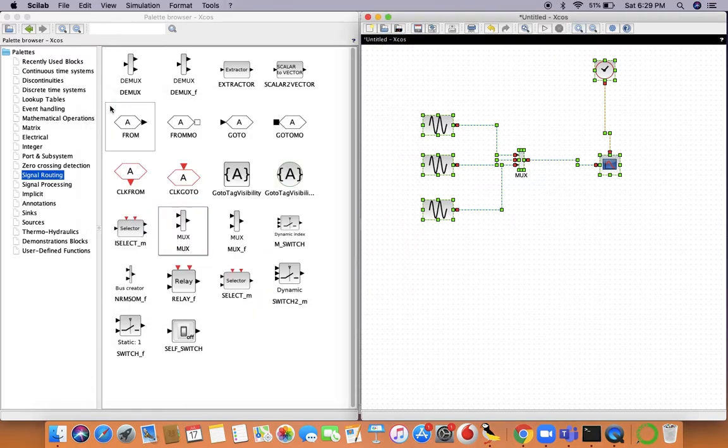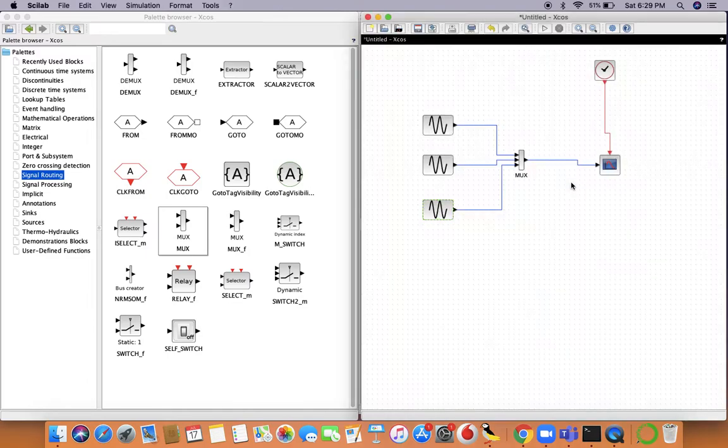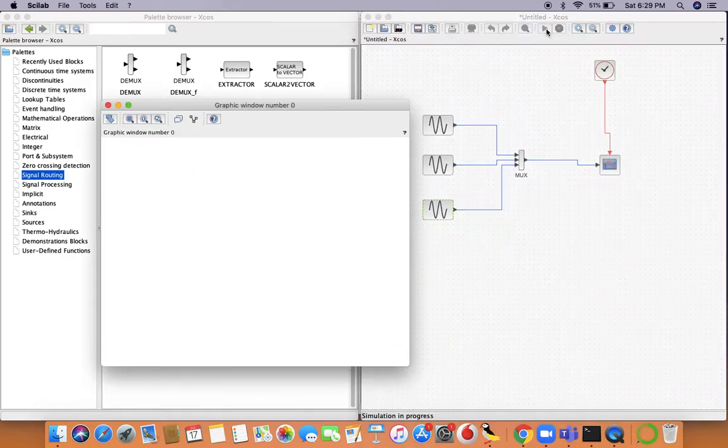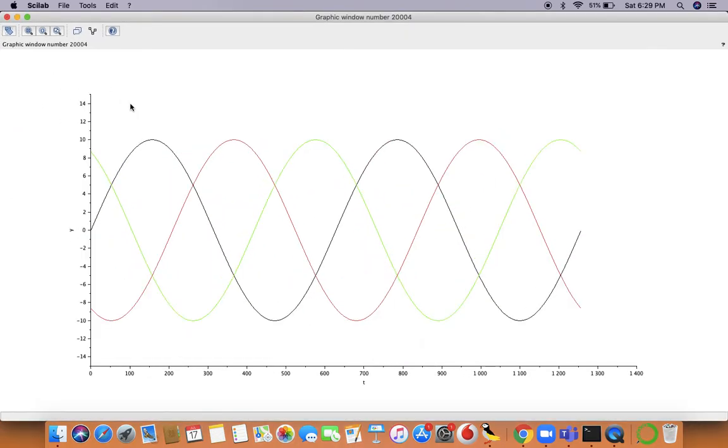Oh gosh, wait a second. I think we haven't changed the magnitude of this one yet. Right. Now let's run the simulation. It should give us a three-phase sine power curve, and that is exactly how it looks.